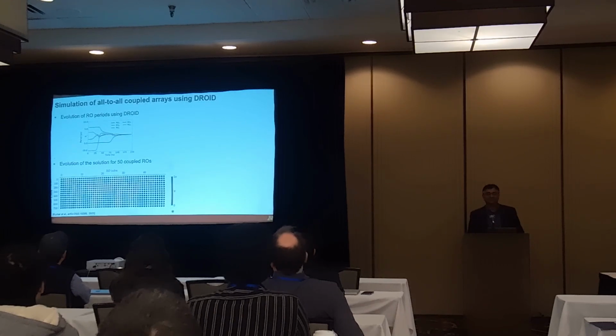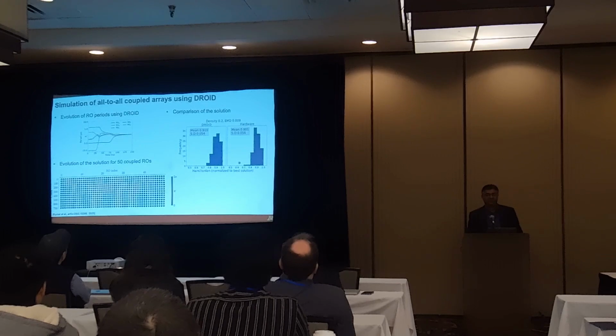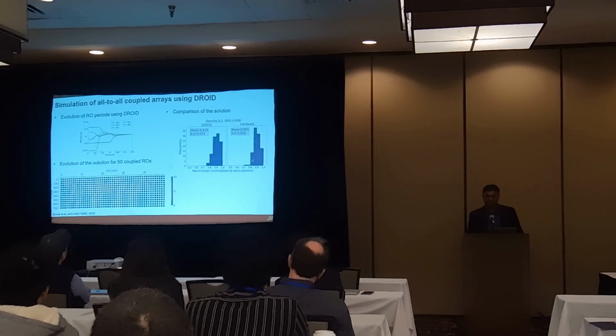And in fact, this also correlates with hardware. If we look at the Hamiltonian cost function, this is the simulated value, this is chip measurement results, which actually tells you that the distribution of solutions is pretty similar.